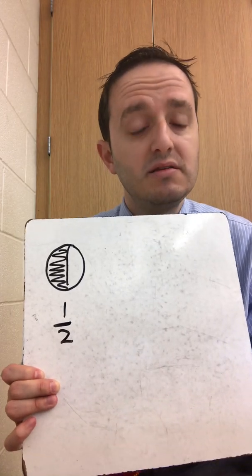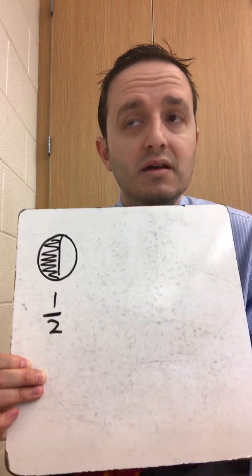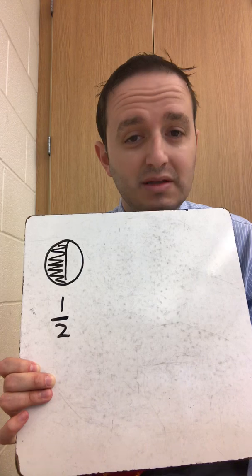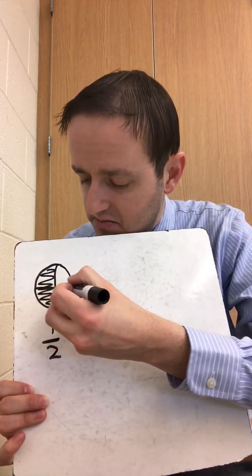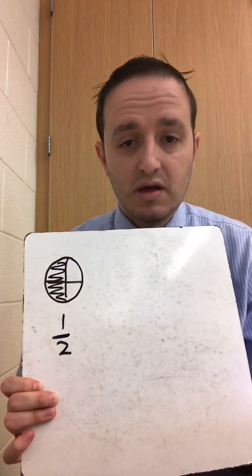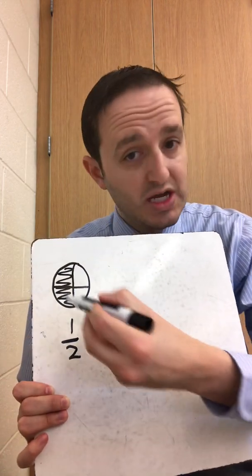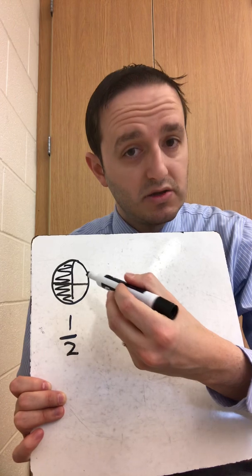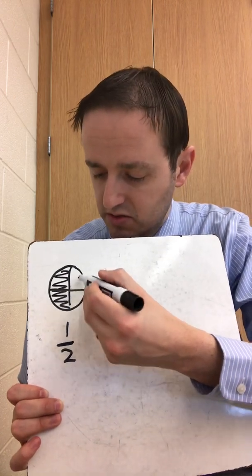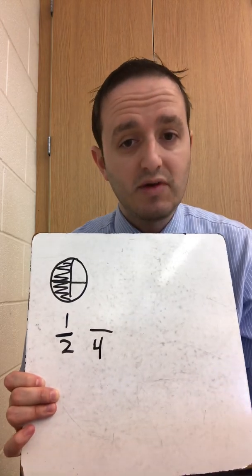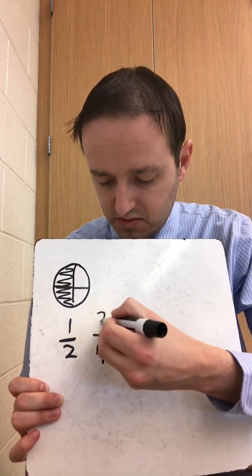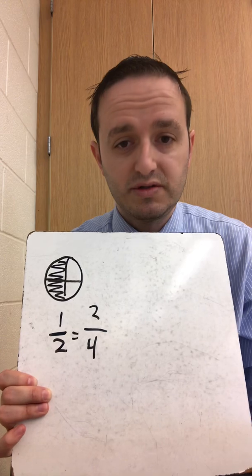can we split it in a different way and get the same total amount but in different pieces? Well, if I draw a line right in the middle like that, I didn't change any of my shading, but now I made a different amount of pieces. So I have a total of 1, 2, 3, 4 pieces. And how many are shaded in right now? 1, 2. So 1/2 is equal to 2/4.